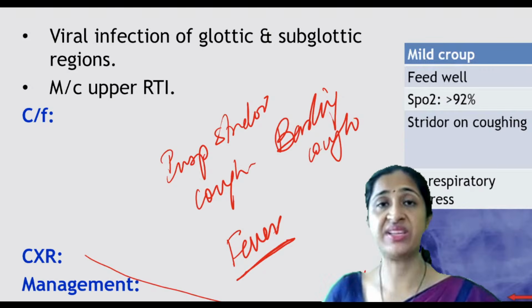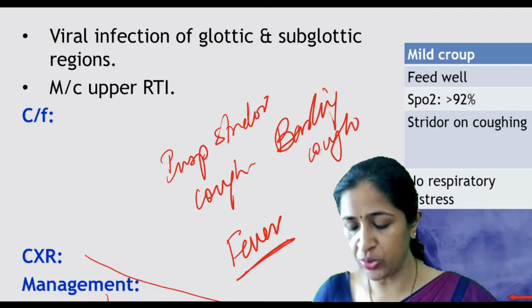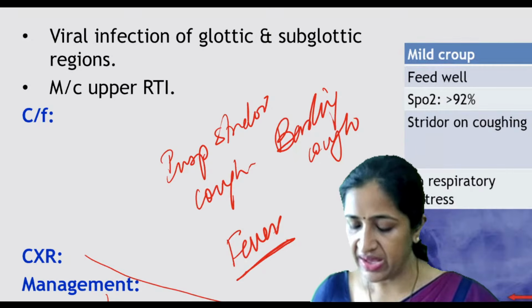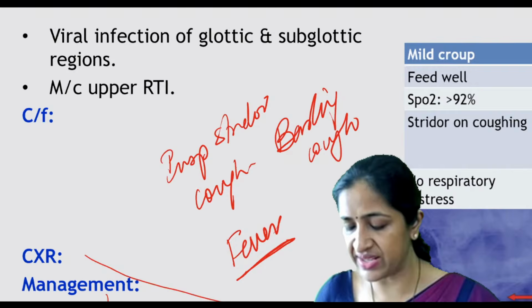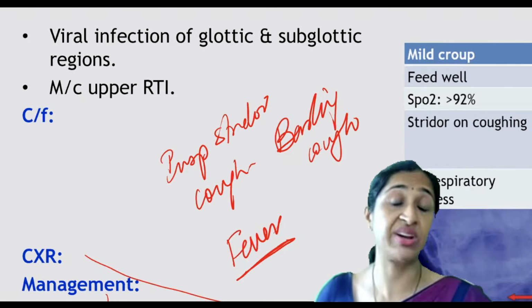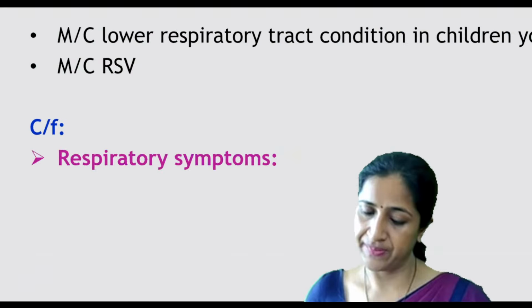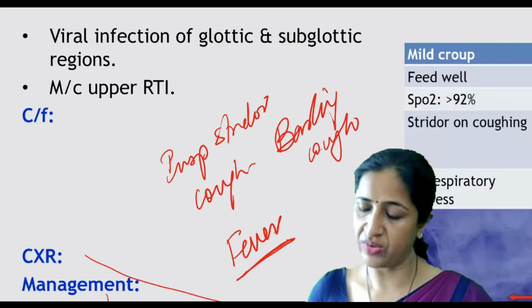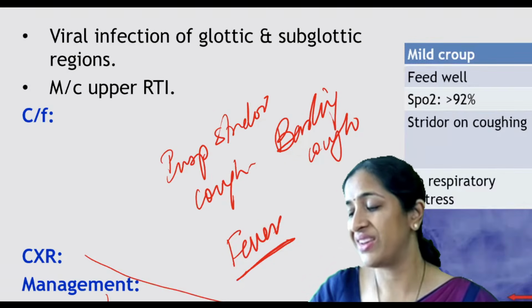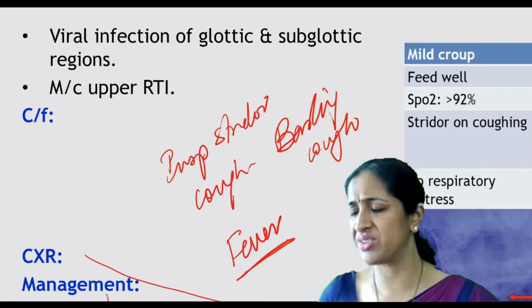Now steeple sign, if it's very severe, the child has severe stridor. Okay. Management is supportive, humidified air. Now nebulization with racemic epinephrine did exist. However, getting racemic epinephrine is a very difficult option. One dose of IM steroid is given in children. This is the mild, moderate, severe grouping, not so important.